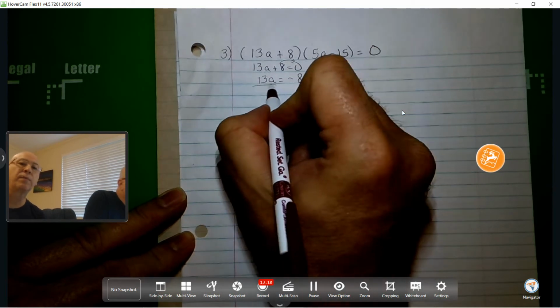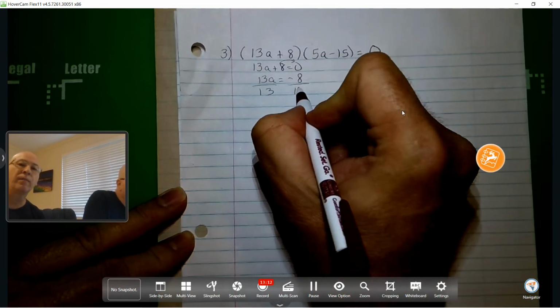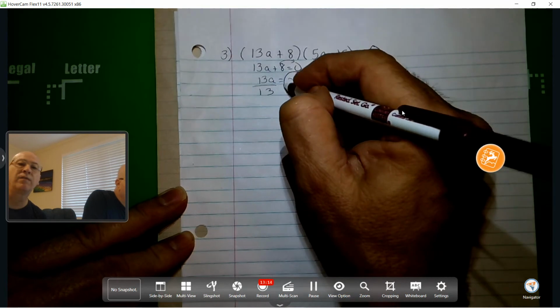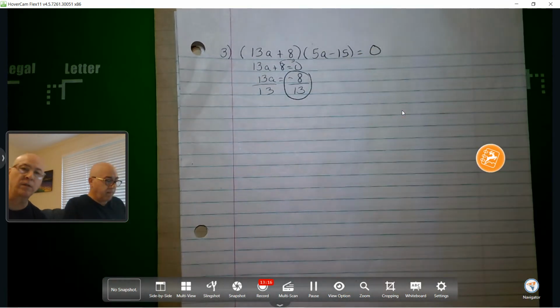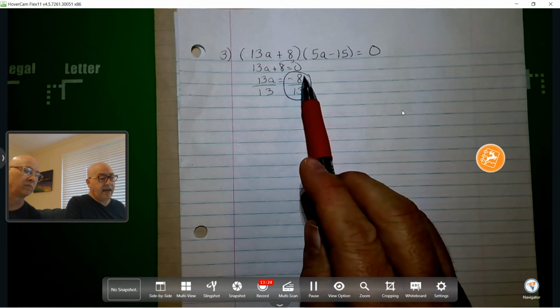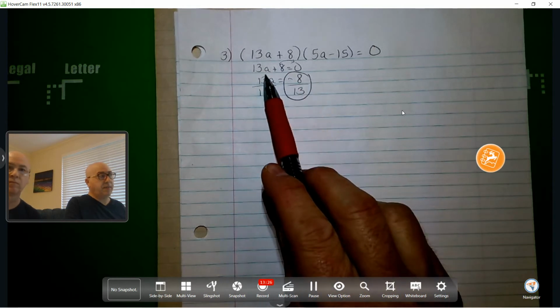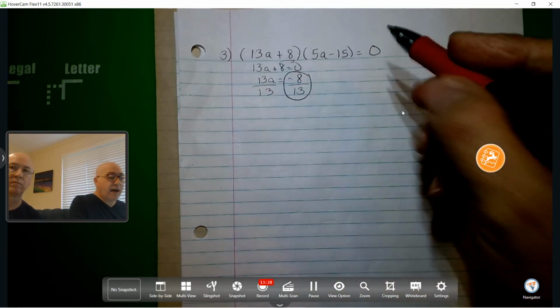So you transpose terms, move the 8 over, making it a -8. Then you divide both sides by 13. Doing the opposite operation to both sides of the equation, beginning with addition and subtraction. The opposite of adding 8 is subtracting 8. The opposite of multiplying by 13 is dividing by 13.